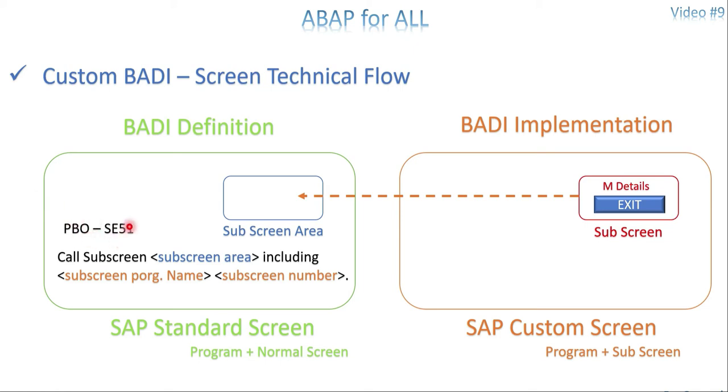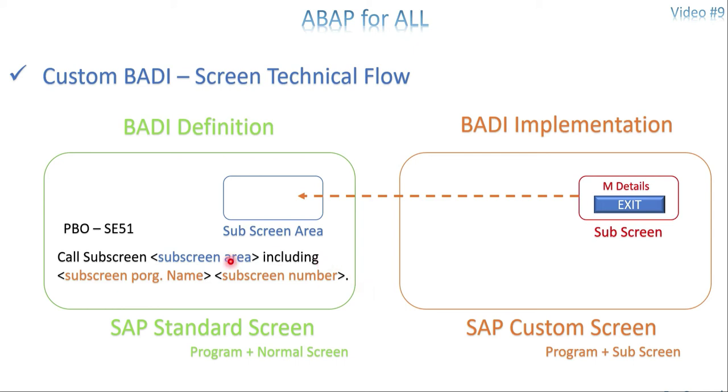So this is PBO, it should be in the SE51 flow logic tab. Okay, so this is done. This also we have to do because we are going to do the definition as well, right? So this is from the standard perspective. Once it is done, automatically, once your implementation is active, this step is taken care of.